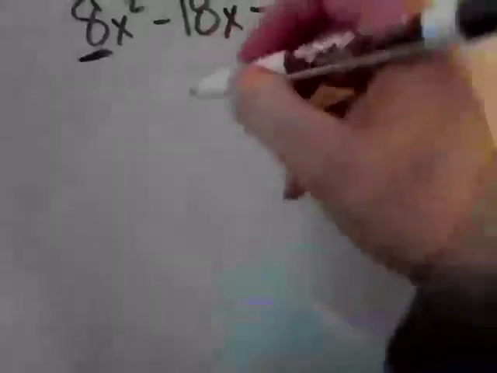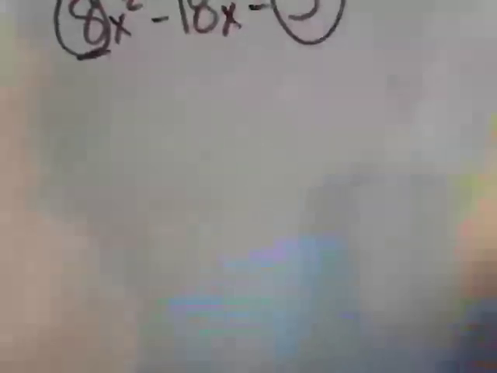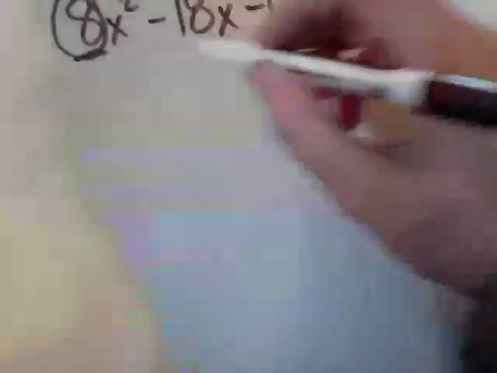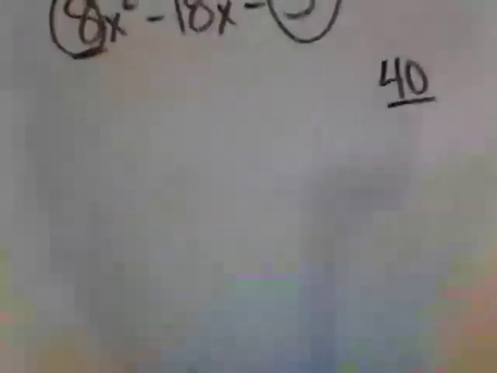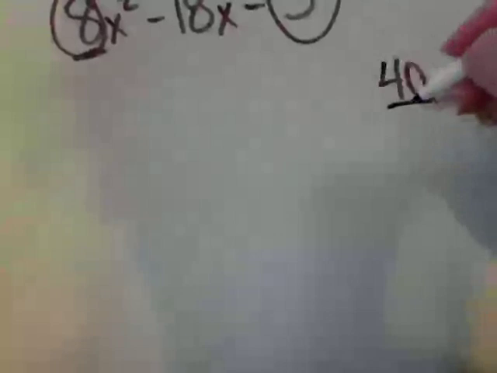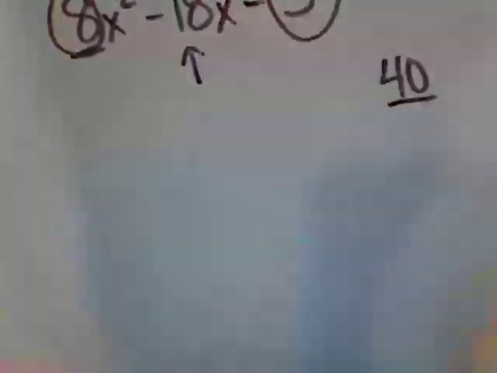So when you have a leading coefficient other than 1, we're going to take that leading coefficient and that constant term, and multiply those two together. I'm going to do 8 times 5, which gives me 40. Now I'm looking for factors of 40 that are going to combine to give me that negative 18.